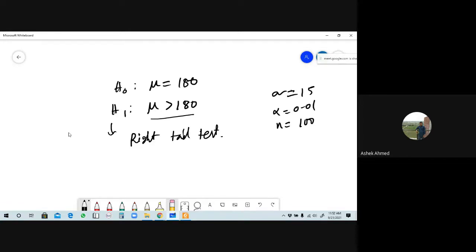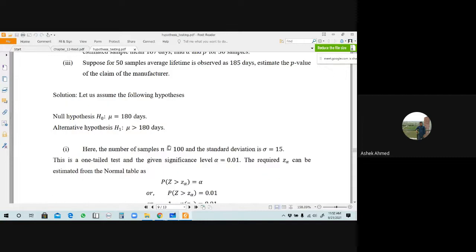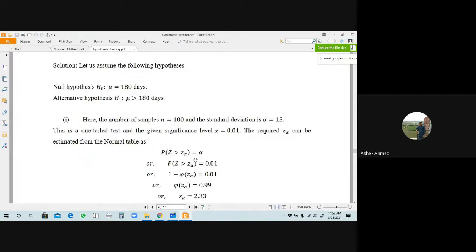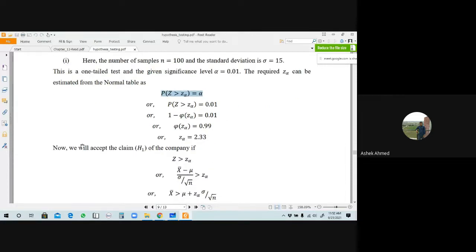Less than would be a left tail test. But we know for the right tail test, it was probability of z greater than z suffix alpha. In that case H1 is true, meaning this is the rejected region. This concept is applied here: probability of z is greater than z suffix alpha.